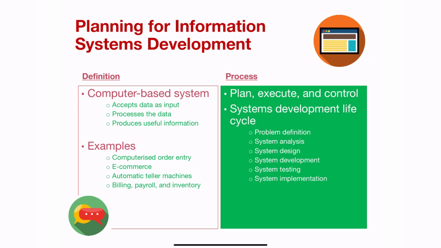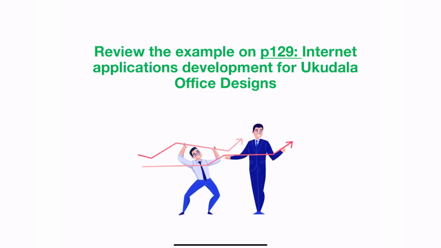In the textbook, there's an example of a database system development, which you can have a look at. And on page 129, please have a look at the Ukudala Office Designs project, in which it goes through the process of developing a work breakdown structure, assigning a responsibility matrix, and developing a network diagram, in which you can see how it works in the real world, or how a real world example looks like.